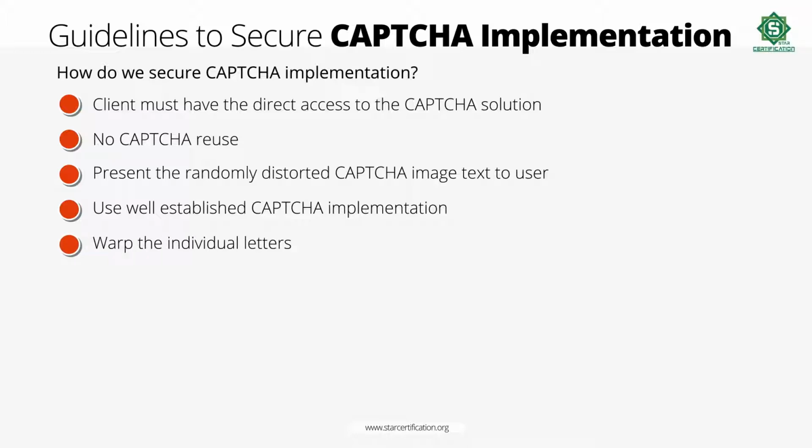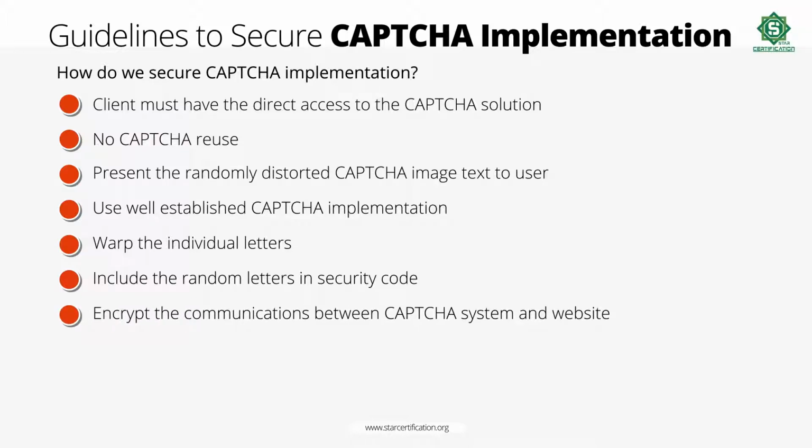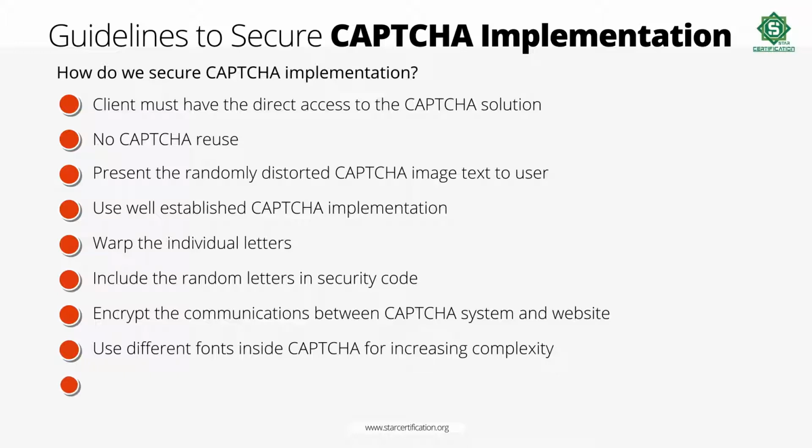Wrap the individual letters so OCR engines are unable to recognize them. Include random letters in the security code for avoiding dictionary attacks. Encrypt the communications between the CAPTCHA system and the website. Use different fonts inside the CAPTCHA for increasing the complexity for OCR engines solving the CAPTCHA, and make use of authentication credentials.